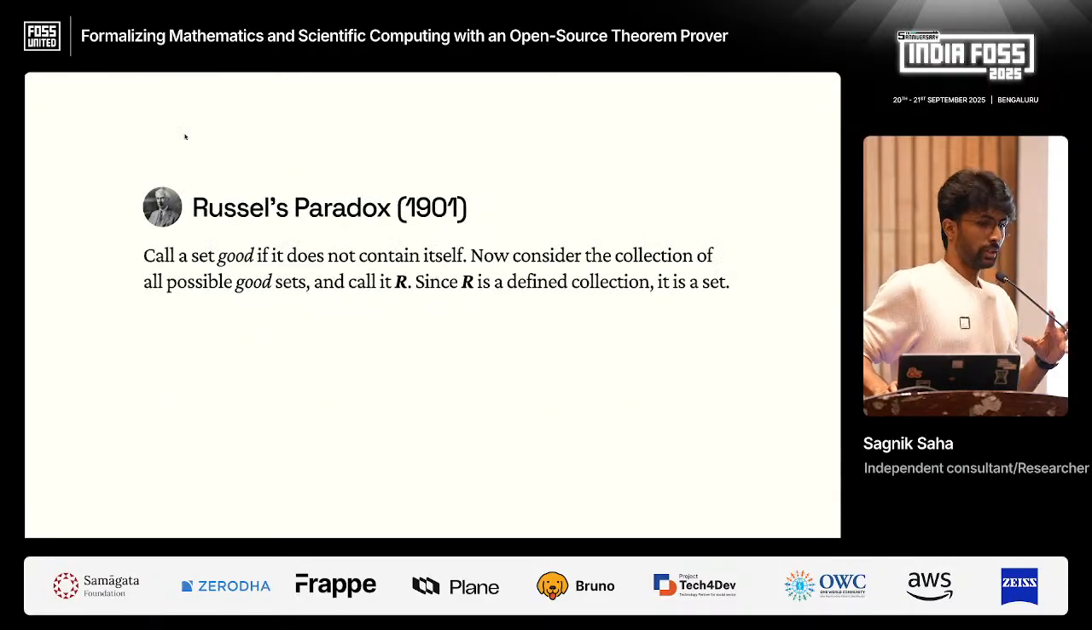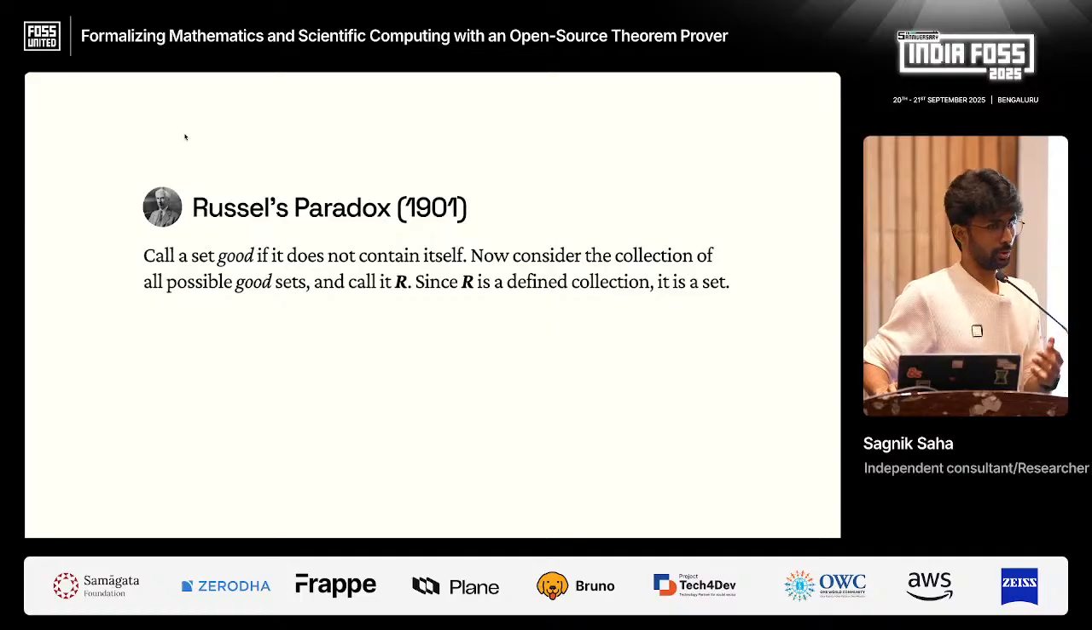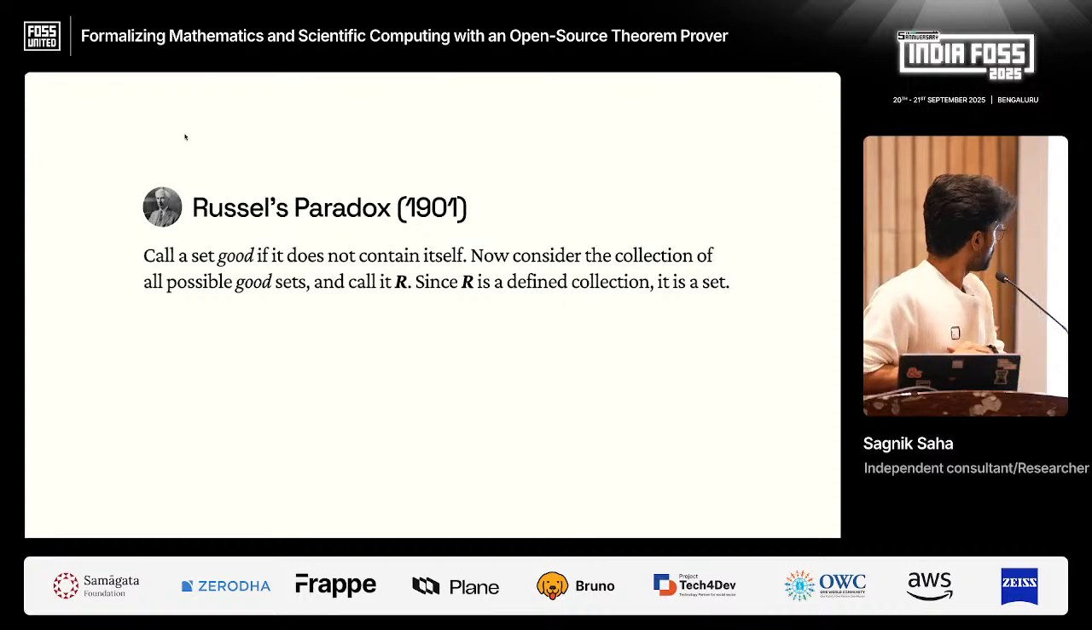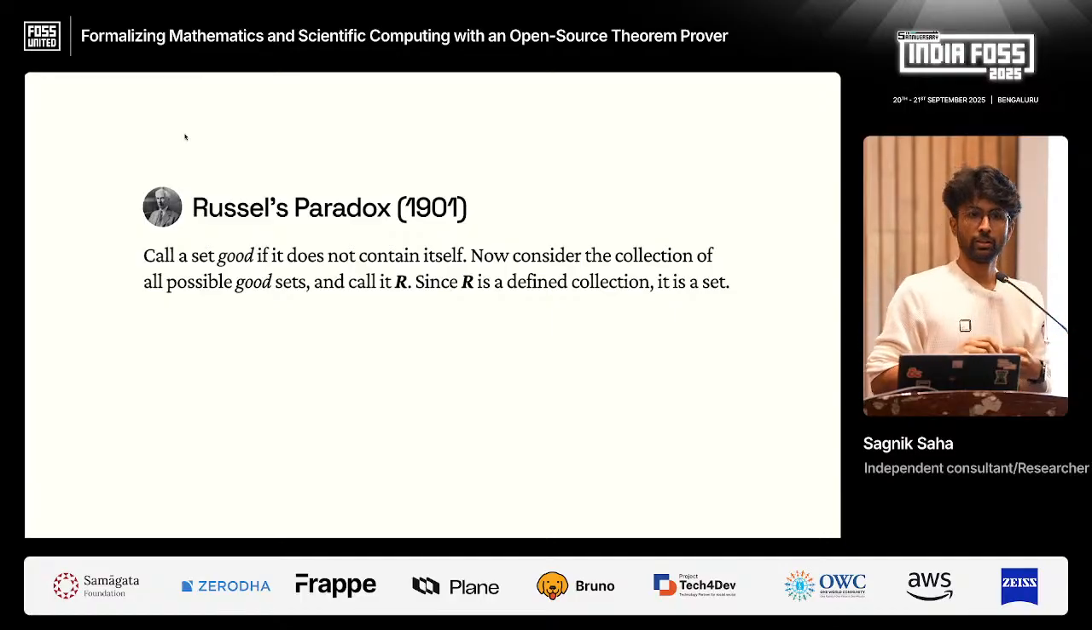To figure out how formalization actually came into being, I'll delve a bit into history. We start with Russell's paradox, which came somewhere in the 1900s. This starts from basic set theory. How we define a set simply is a collection of objects. Now let us say that a collection is good if it does not contain itself. The premise is very simple. If you take a box of oranges, you don't say that the box is contained inside the collection as well.